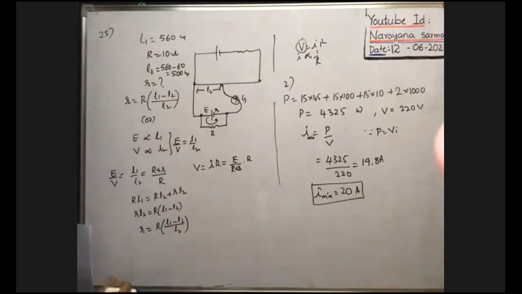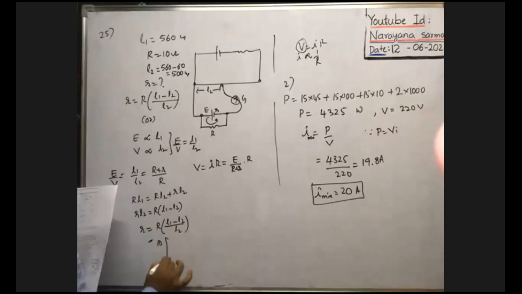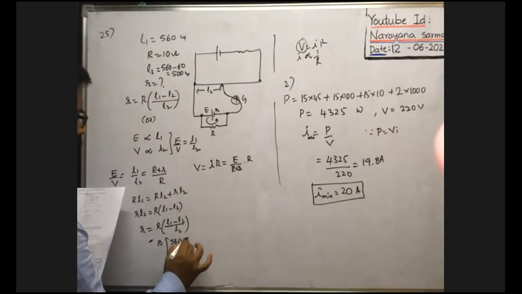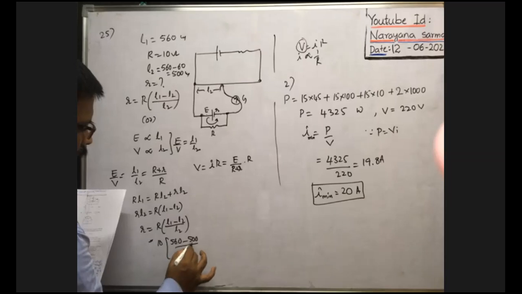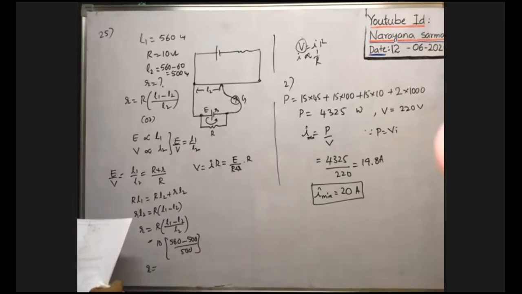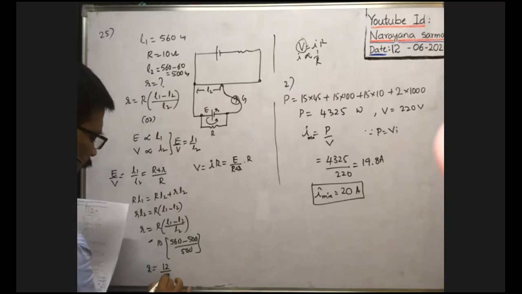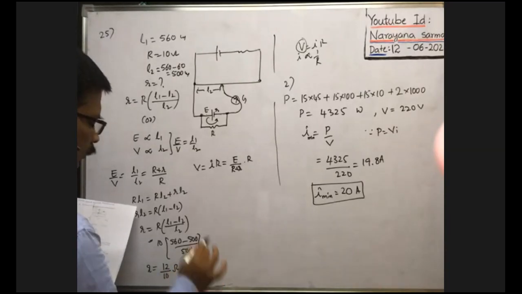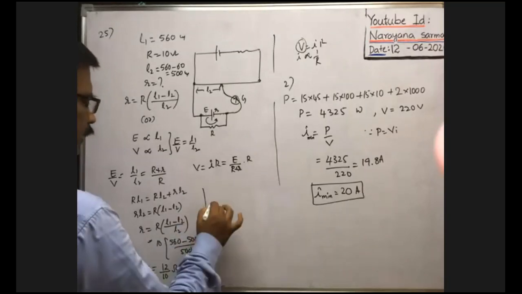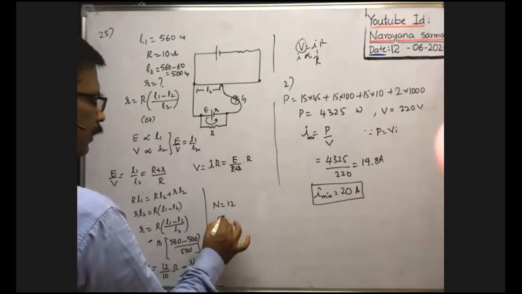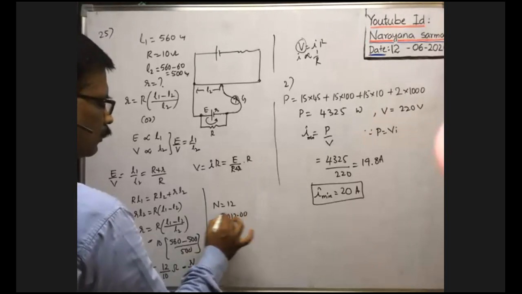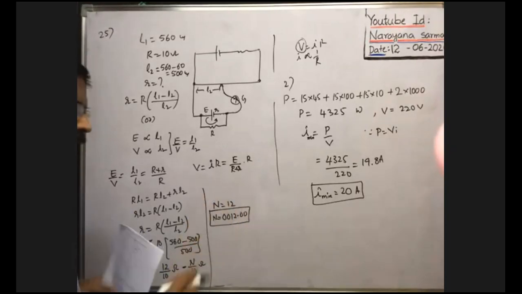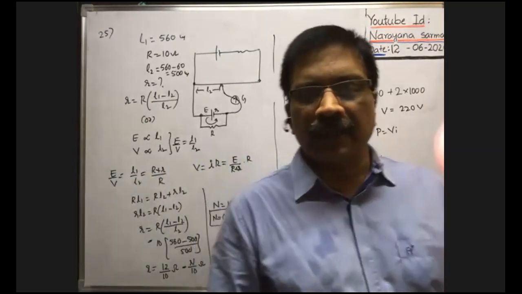In this way you have to do. If you know the formula directly, then we can substitute here only. R means 10 ohm into L1 means 560 minus L2 means 500, by 500. Therefore small r is equal to, simplification gives 12 by 10 ohm. It is the internal resistance of the cell. But the answer is given as N by 10 ohm. Therefore N is equal to how much? N is equal to 12. So this can be written as 0012.00. So this is the N value, because it is asked in integer. Okay, so this is the answer, right?